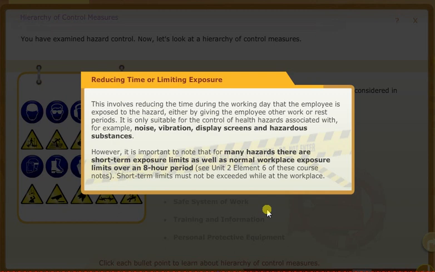However, it is important to note that for many hazards, there are short-term exposure limits as well as normal workplace exposure limits over an 8-hour period. See Unit 2, Element 6 of these course notes. Short-term limits must not be exceeded while at the workplace.